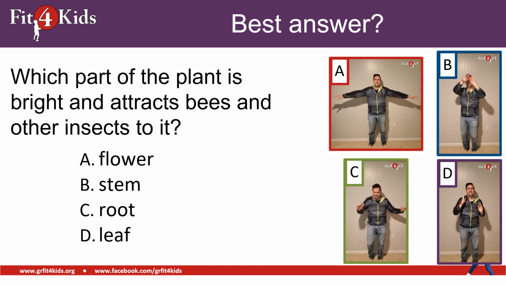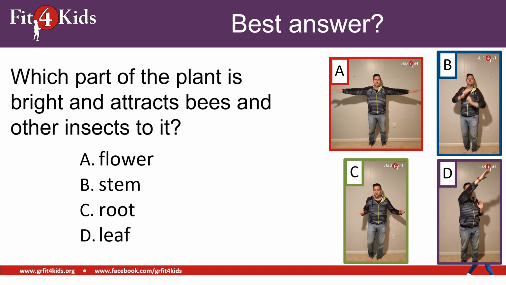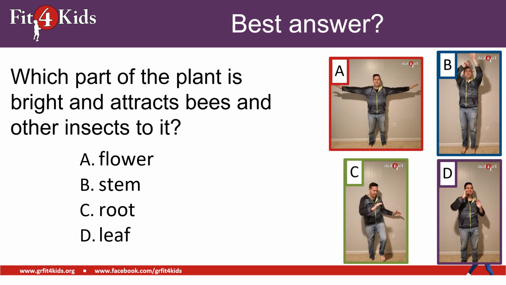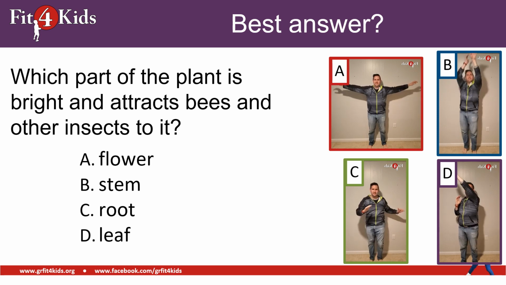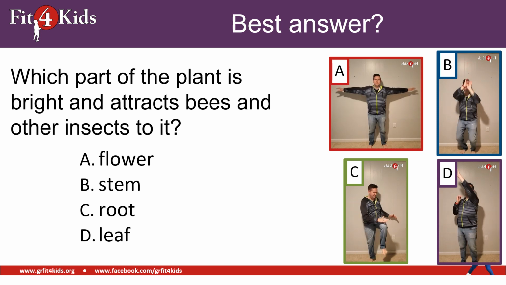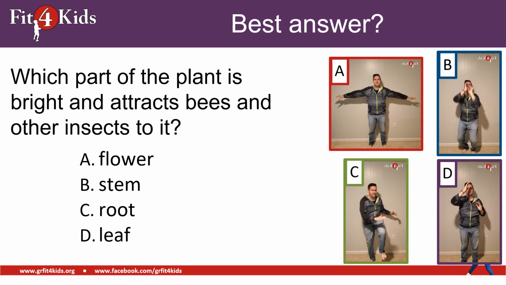Which part of the plant is bright and attracts bees and other insects to it? A, flower, B, stem, C, root, D, leaf. Arm circles are the correct answer for this one because the bright part of a plant is the flower.